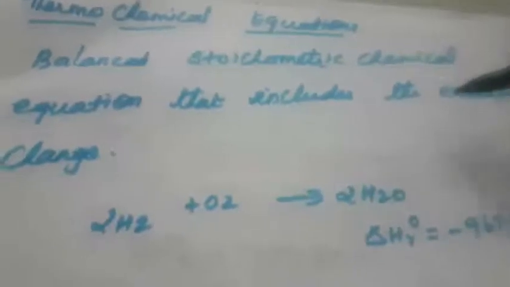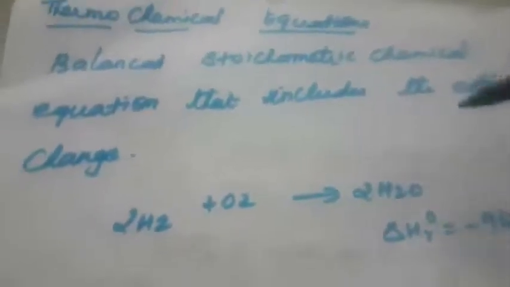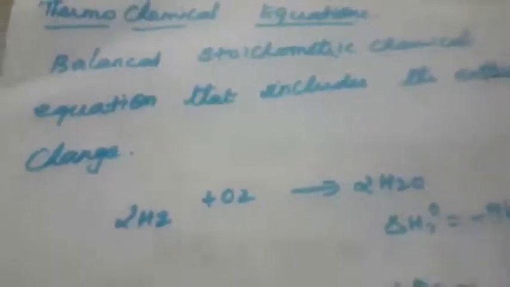So say for example, we consider a balanced stoichiometric chemical equation. We can easily understand what are the characteristics of this compound and the chemical reaction. What is the nature of this reaction? We can easily understand that. So what are the points? First you remember that the first one is the coefficient in this balanced thermochemical equation, right?